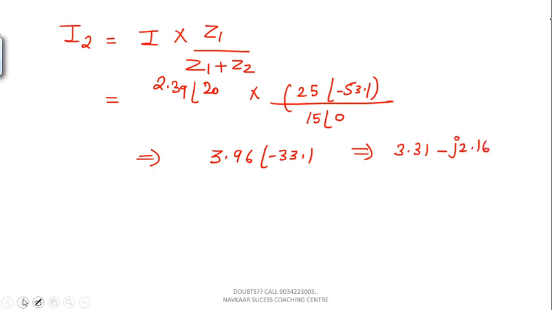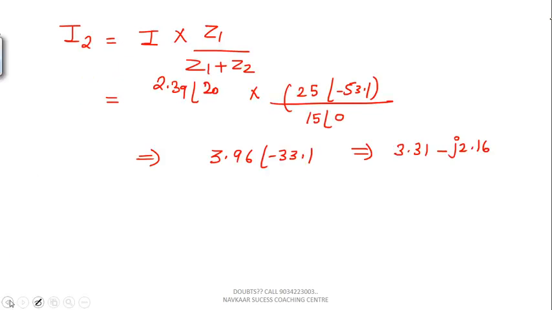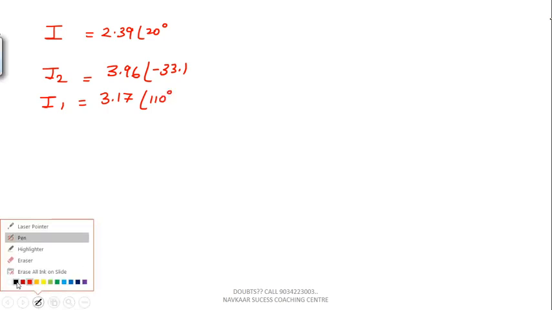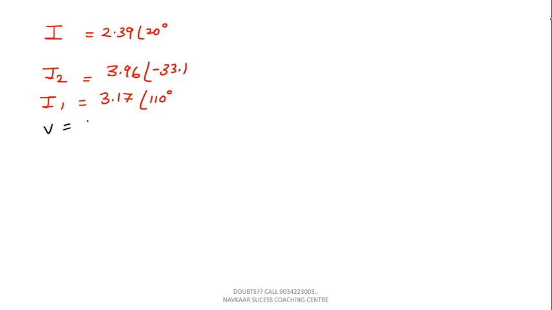Okay, now let's draw the phasor diagram. For the phasor diagram, I am writing down all the values. I value is 2.39 angle 20 degree, I2 value is 3.96 angle minus 33.1, and I1 value is 3.17 angle 110 degree, right? And voltage is 100 angle 20 degree.